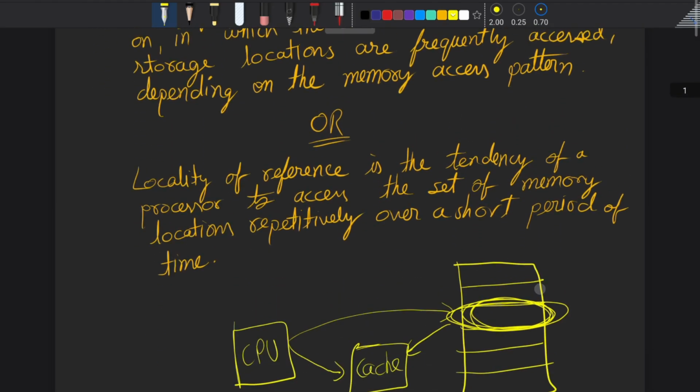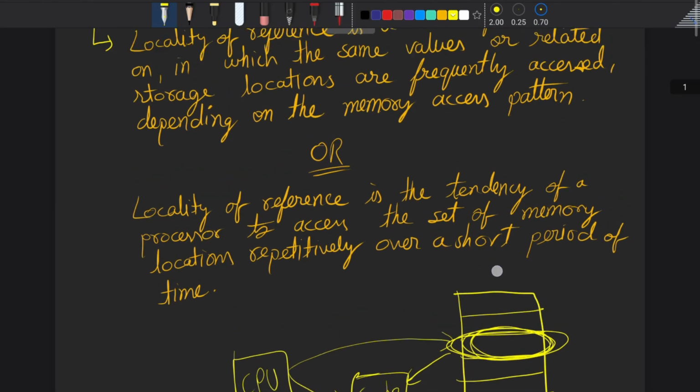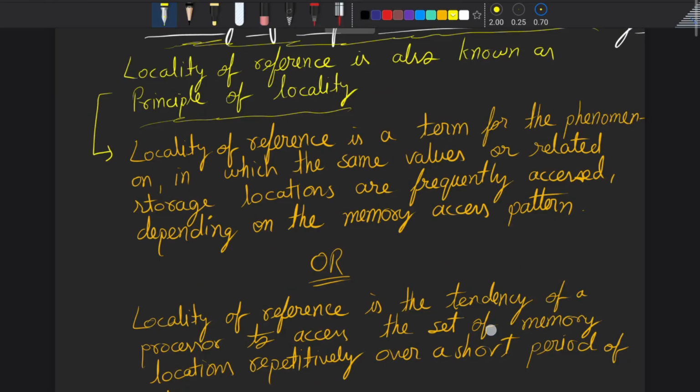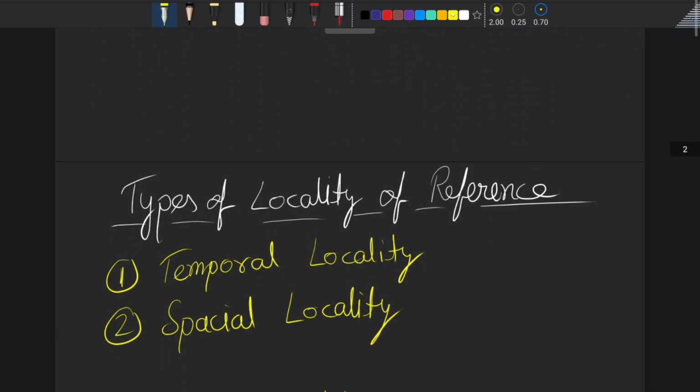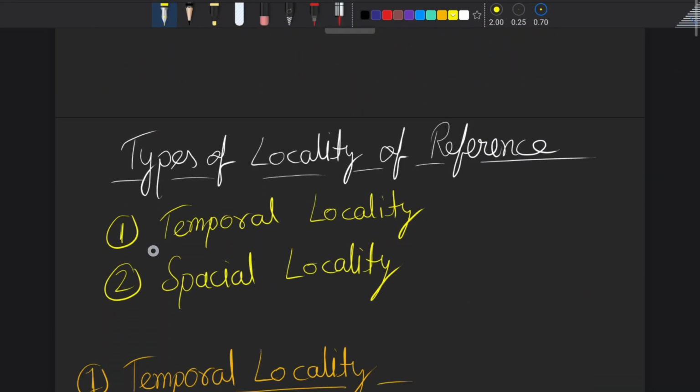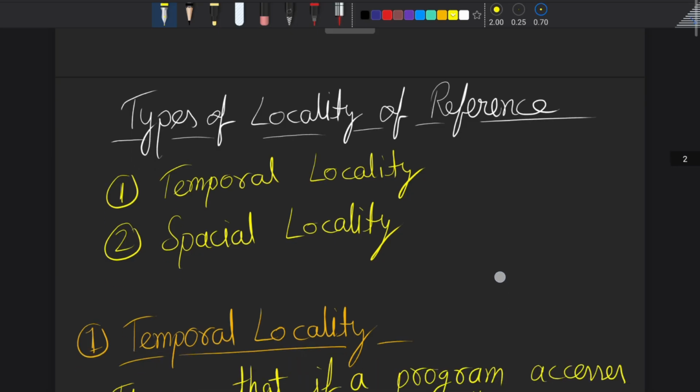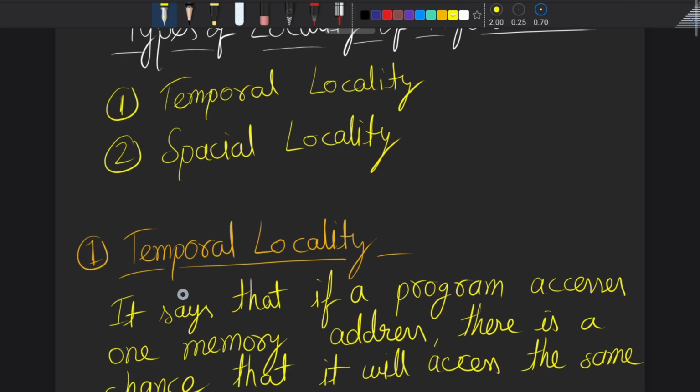Now let's look at the types of locality of reference. There are two types of locality of reference. First one is temporal locality and the second one is spatial locality. Now let's look at temporal locality.